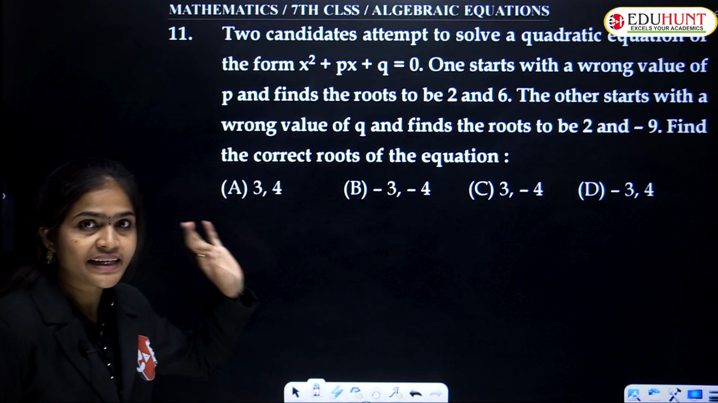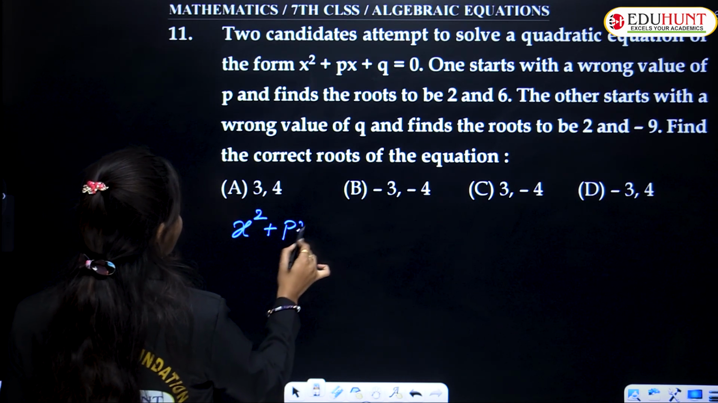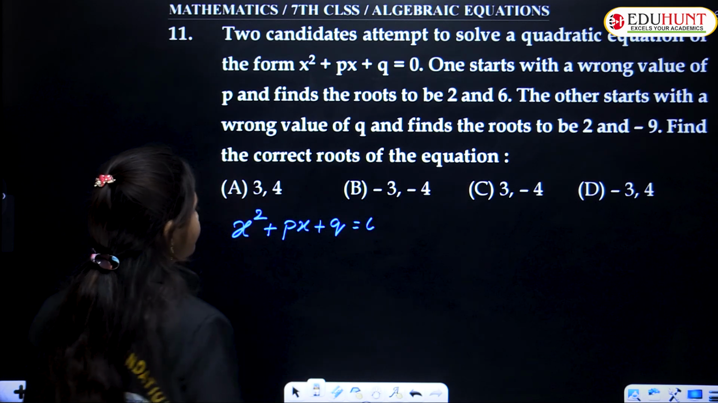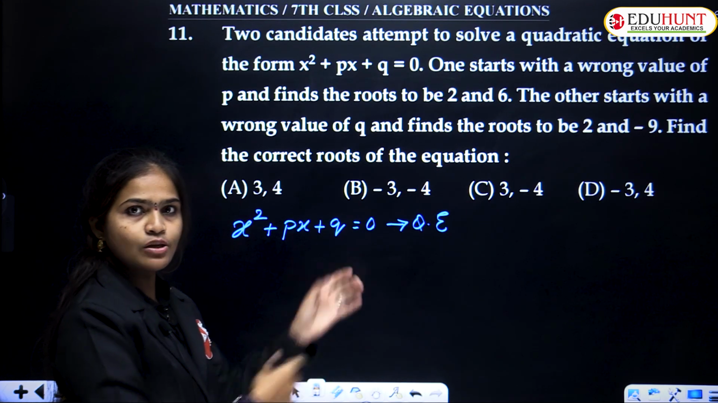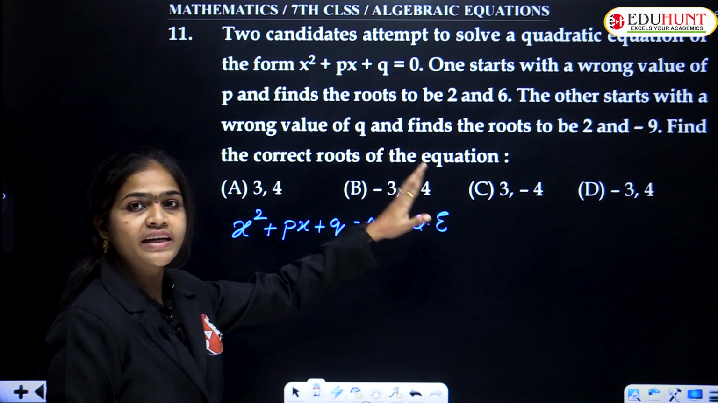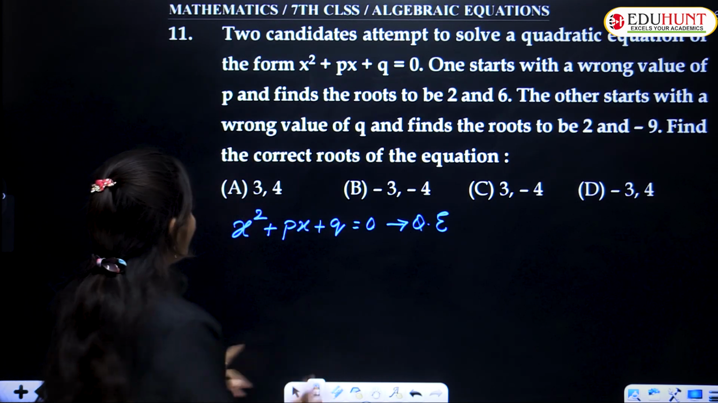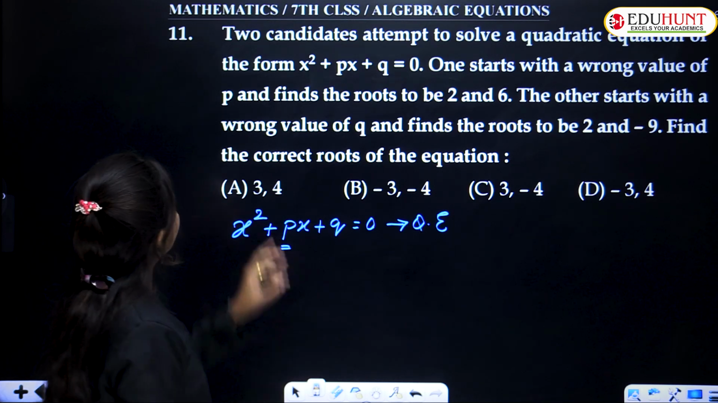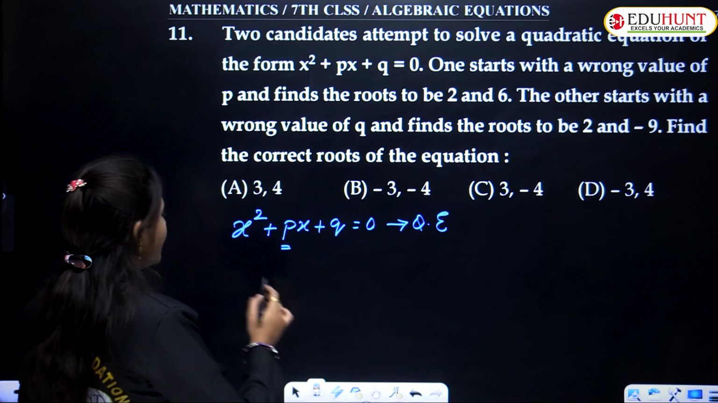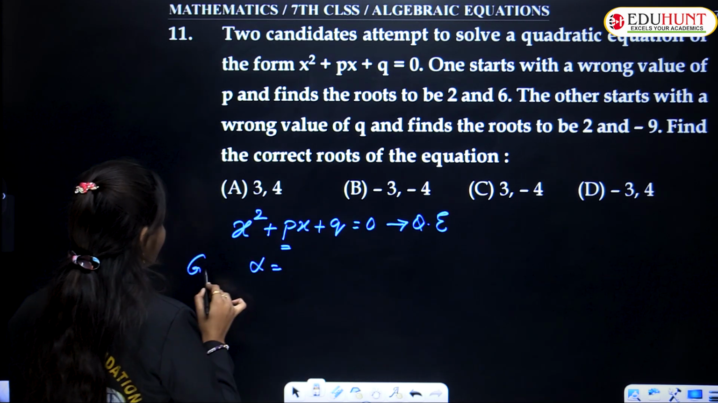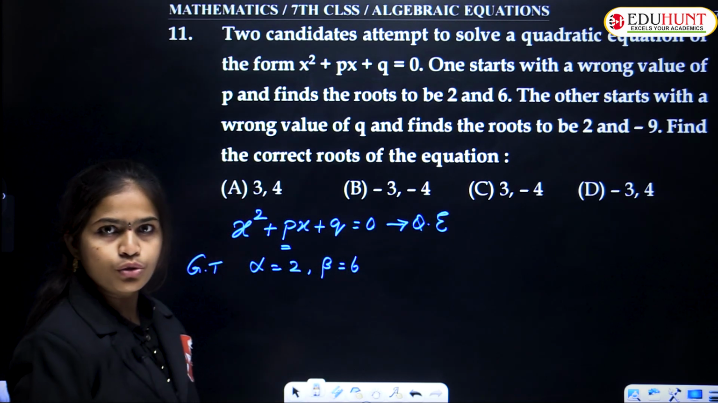So the first person, what he did, okay, the equation is x square plus px plus q is equal to 0. That is the given quadratic equation. Okay, so those two people are ready to simplify this. The first person, what he did, he starts with a wrong value of p, and finds the roots to be 2 and 6. Here alpha is equal to 2 and beta is equal to 6. Two roots they have given.